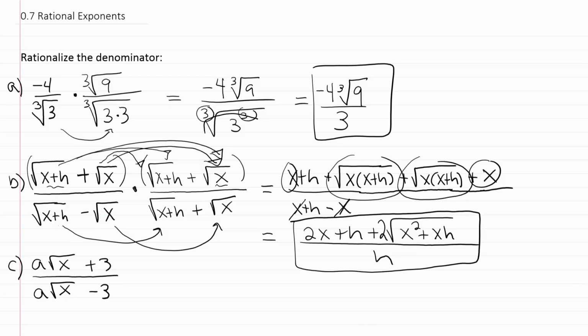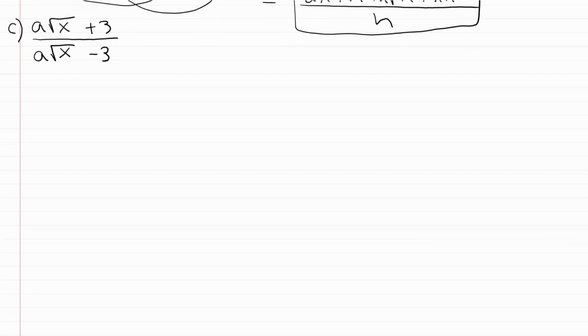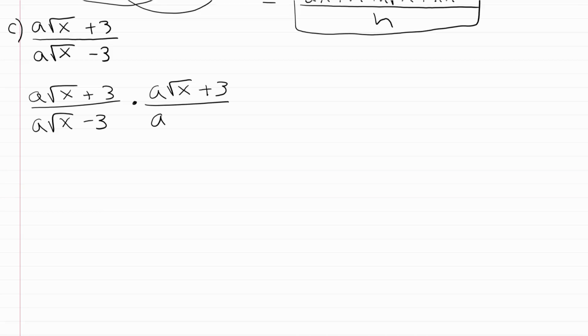For the final example, example C, what we're going to do is do the same thing we did just a minute ago. We're going to multiply top and bottom of that rational expression by the conjugate. So I'm rewriting it now just to give us some room. We're going to multiply the top and bottom of the fraction by a times the square root of x plus 3. So a times the square root of x plus 3.